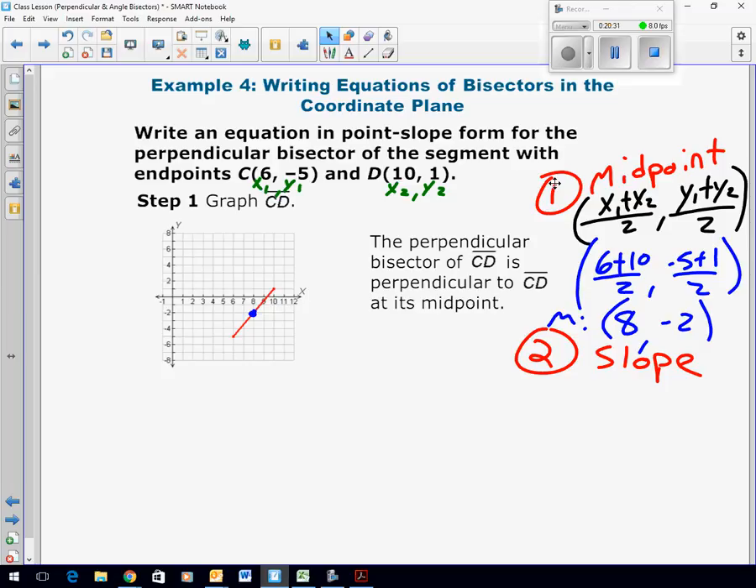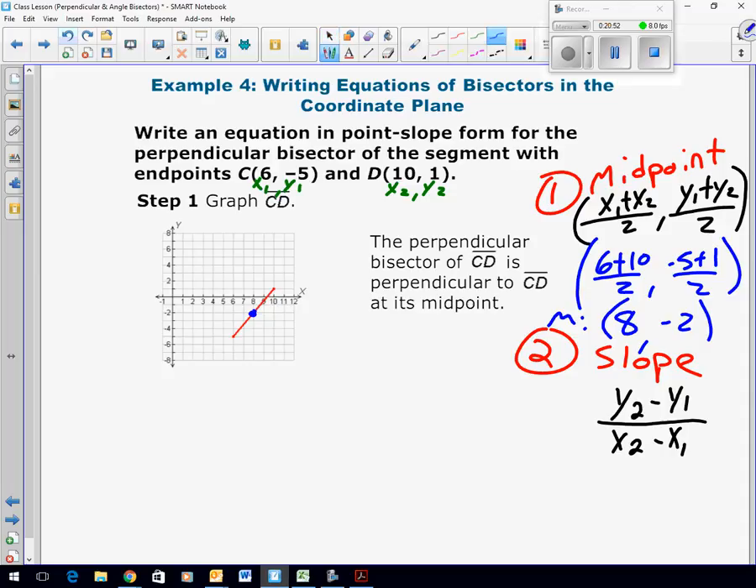y2 minus y1 over x2 minus x1. Yeah, that's what it said. All right, very good. So your slope formula should look like that: y2 minus y1 over x2 minus x1. Let's do that here. Let's find out what our slope is.